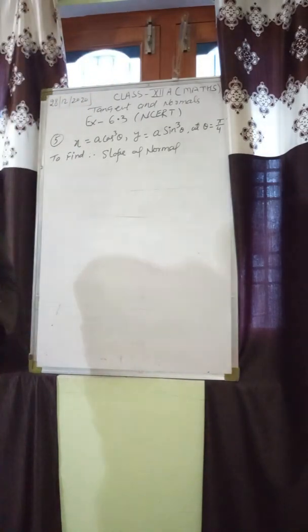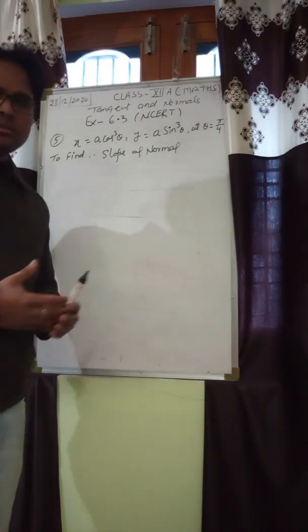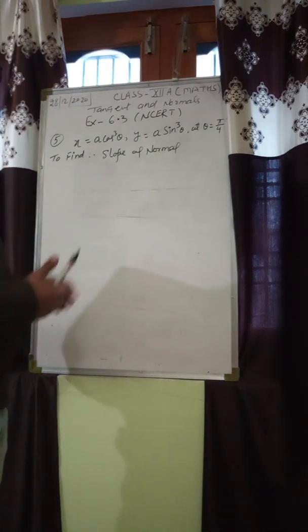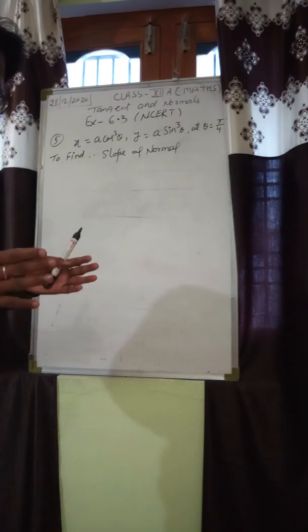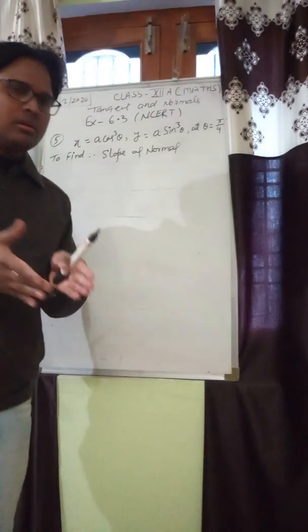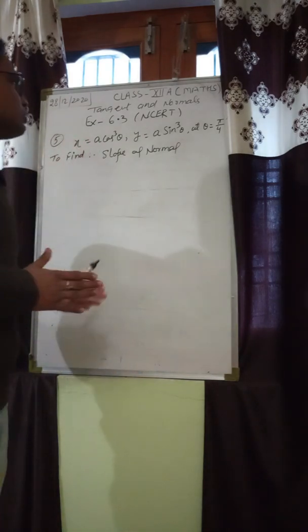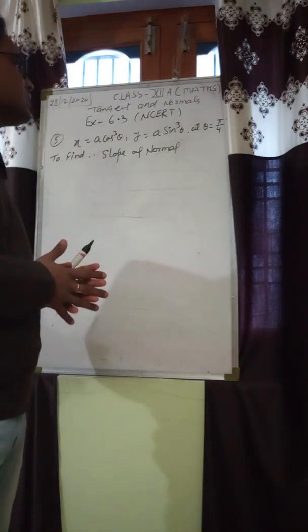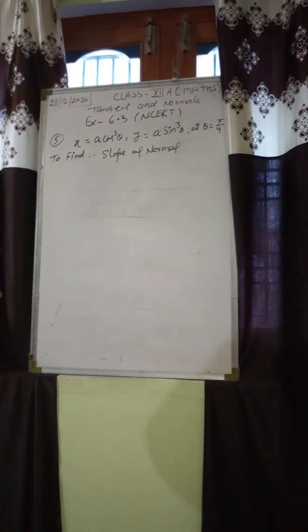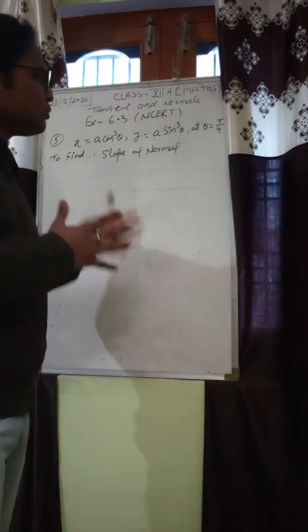Okay, dear students, I am going to explain the next question. That is question number 5, and all other three questions, question number 2, 3, 4, are of the same type. x is equal to a cos cube theta, y is equal to a sin cube theta, at theta is equal to pi by 4. We want to find out the slope of the normal.